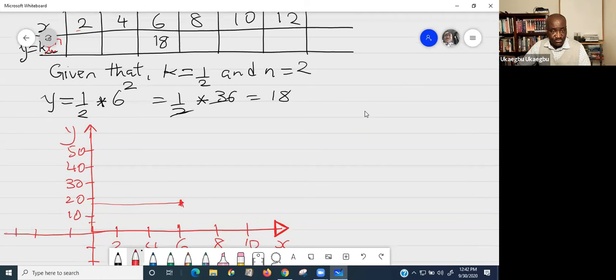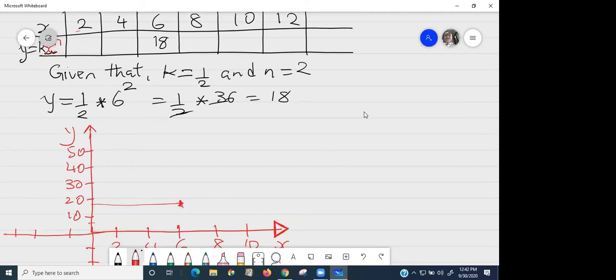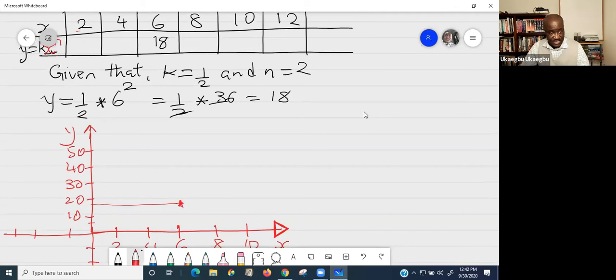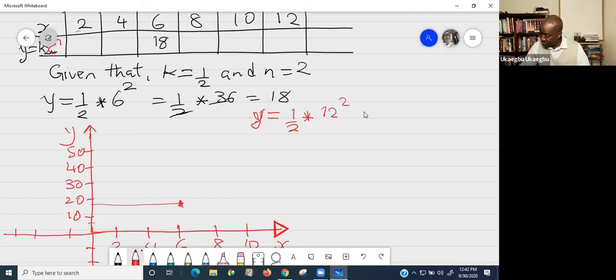Which one do you want us to do? 12. Okay. So if it is 12, you do the same thing. y is going to be 1/2 multiplied by 12 to the second power. And 12 to the second power is 144, so 1/2 times 144. What does it give us? 72. Yes, 72.